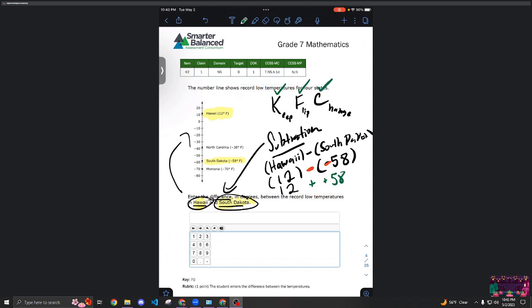All right. So at this point, we've got keep, flip, change. We've got 12 plus positive 58. And so what's 12 plus 58? If you work it out, you should get 70. And so the answer is 70. And it looks like it matches up with the key. So we know we got it right. All right.